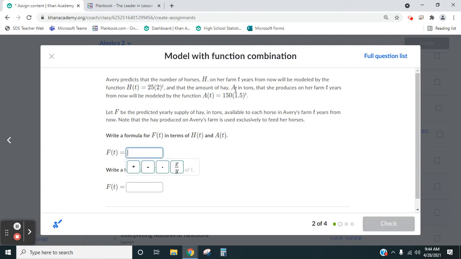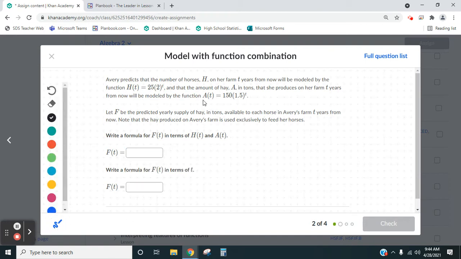And listen, there's more than one type on these. It's very tricky. So you're just going to have to ask yourself, are you adding, subtracting, multiplying, or dividing? Here we go. Avery predicts that the number of horses on her farm certain years from now will be modeled by that function. And the amount of hay that she produces on her farm two years from now will be modeled by that function. So we have two things. We have horses, amount of horses on the farm, number of horses on the farm. And then this is the amount of hay.